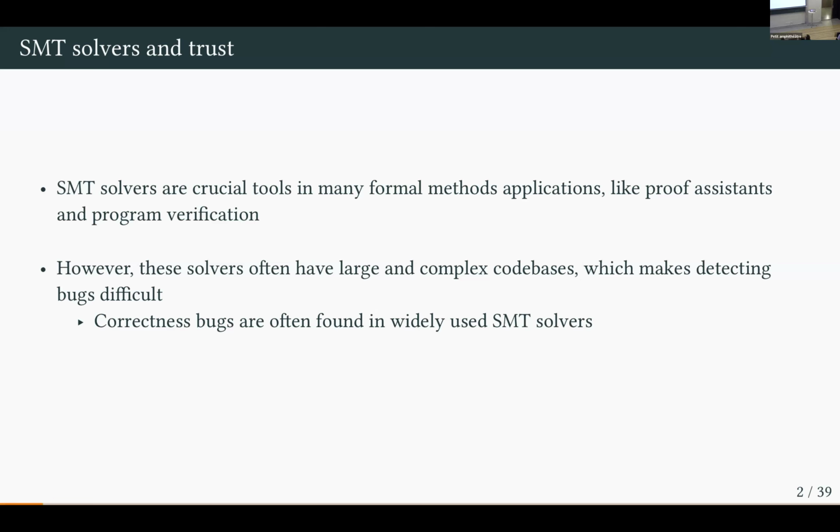SMT solvers are very crucial tools in many applications like proof assistants, program verification, and all that. But they are also very big and complicated tools, and their code bases are very hard to make sure are working. So oftentimes you can find bugs that affect the correctness of the results in SMT solvers. So how can we trust that these tools are correct?